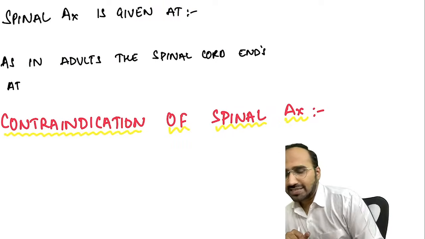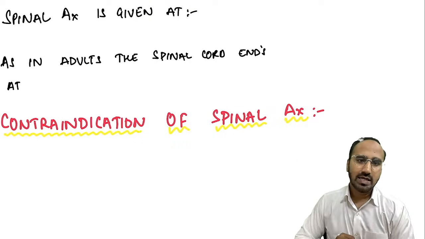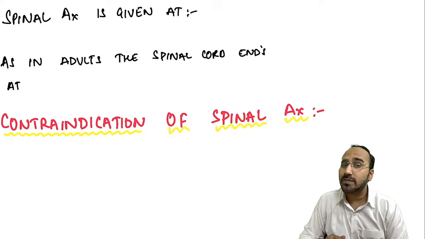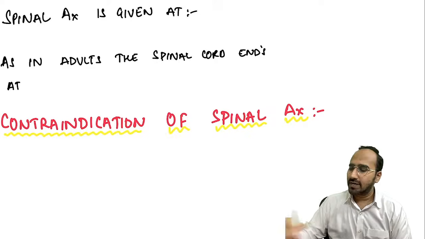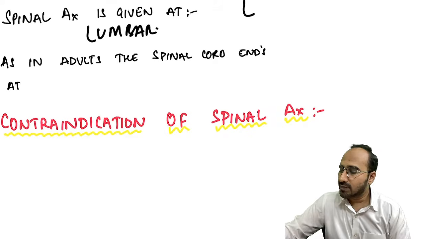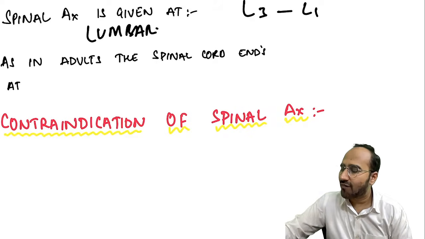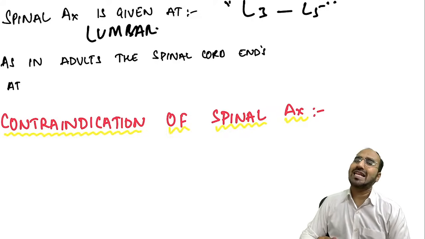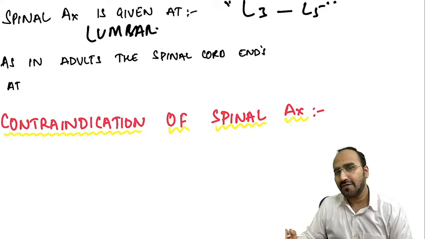Now guys, remember, where is the spinal given? Spinal anesthesia is given at what level? Normally we give it in the intervertebral space, obviously the lumbar intervertebral space. Which lumbar intervertebral space? That is important. It is basically the L3 to L5 lumbar intervertebral space. You can take L3, L4 or L4, L5. You will identify the space by the Tuffier's line.